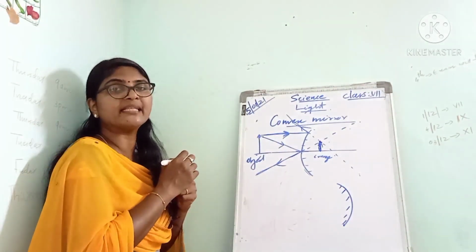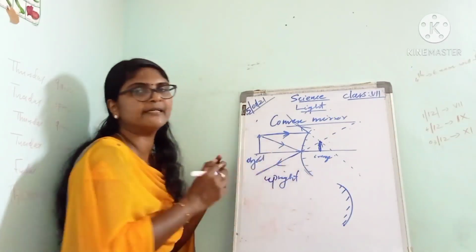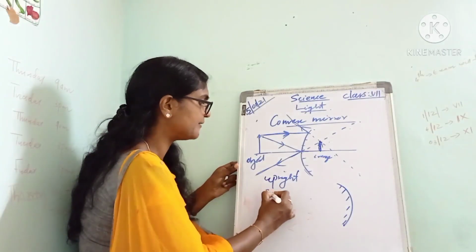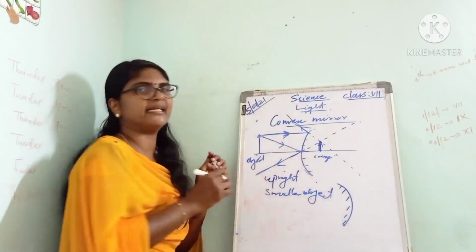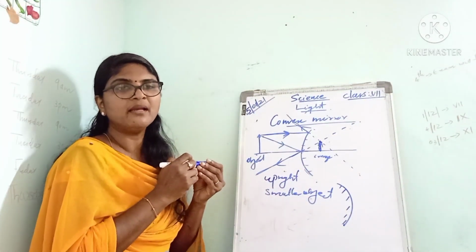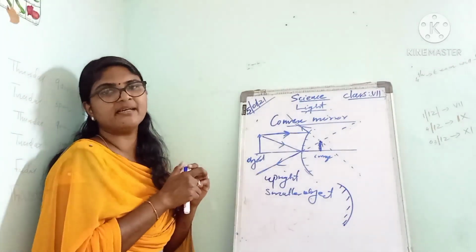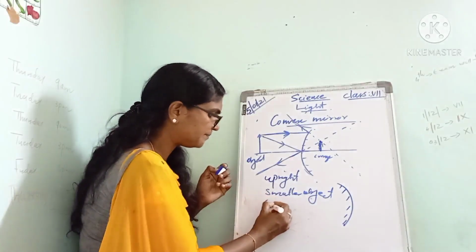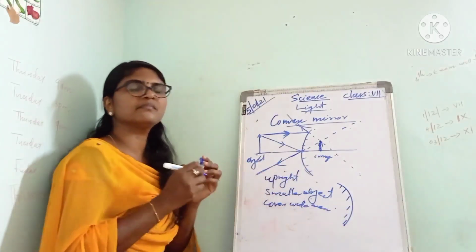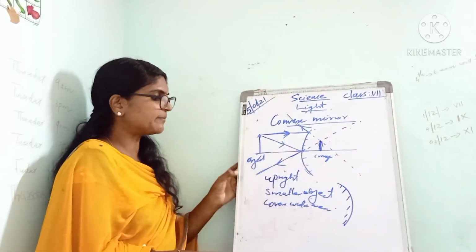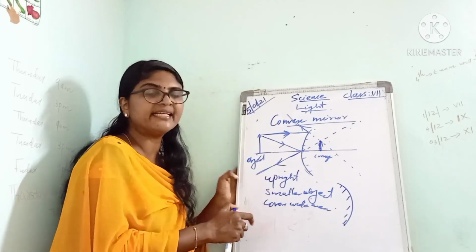Actually the image formed by the convex mirror is upright. It is straight, upright. It is smaller than the object. Okay, the image formed by a convex mirror is upright, smaller than the object, and covers a wide area. Listen to it. The image formed by a convex mirror is upright, smaller than the object, and covers a wider area.